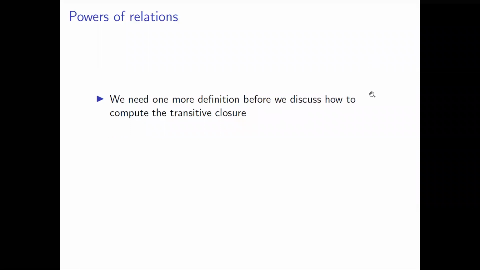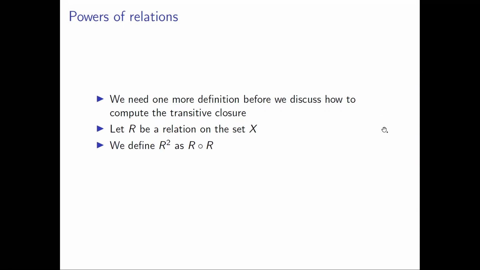So our last definition before we get to the actual transitive closure is the definition of the powers of a relation. If we have some relation R on the set X, we can define R squared just using composition. We define it as R composed with R. So we actually saw an R squared on the last slide when we had both R and S as the same relation. We can generalize this definition to any power of R. We can define R to the n plus 1 as R to the n composed with R.